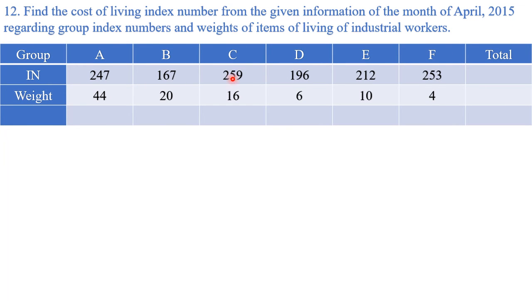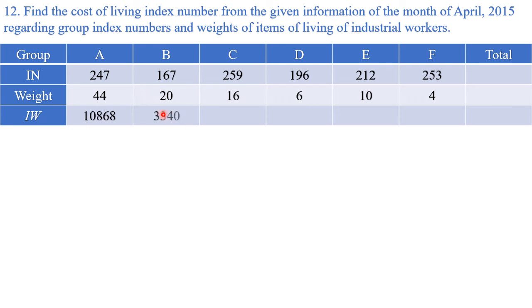The index numbers for each group are already available. The weights for each group are also available. We have to find the multiplication of index number with the weight, that is IW, and then calculate the weighted average index number or cost of living index number using family budget method naturally. So just multiply 247 with 44, you get 10,868.